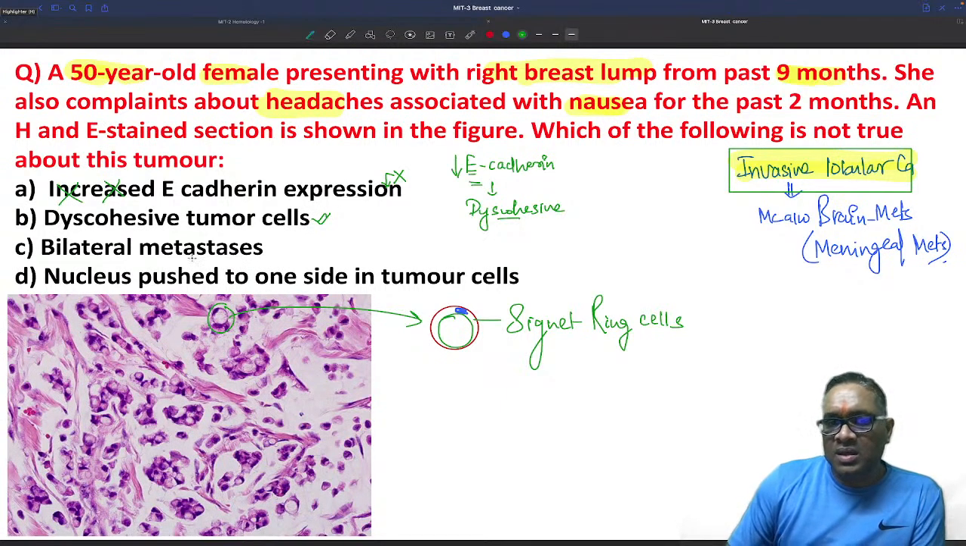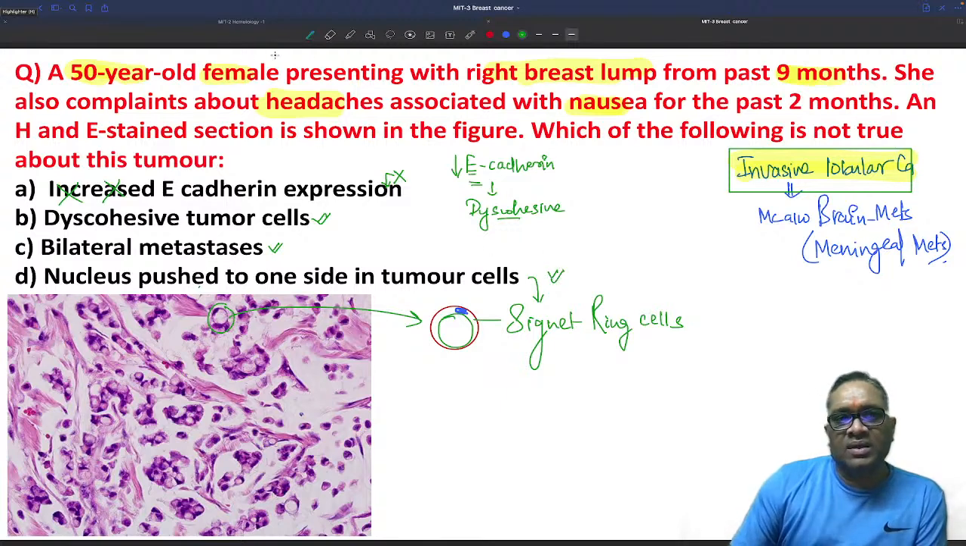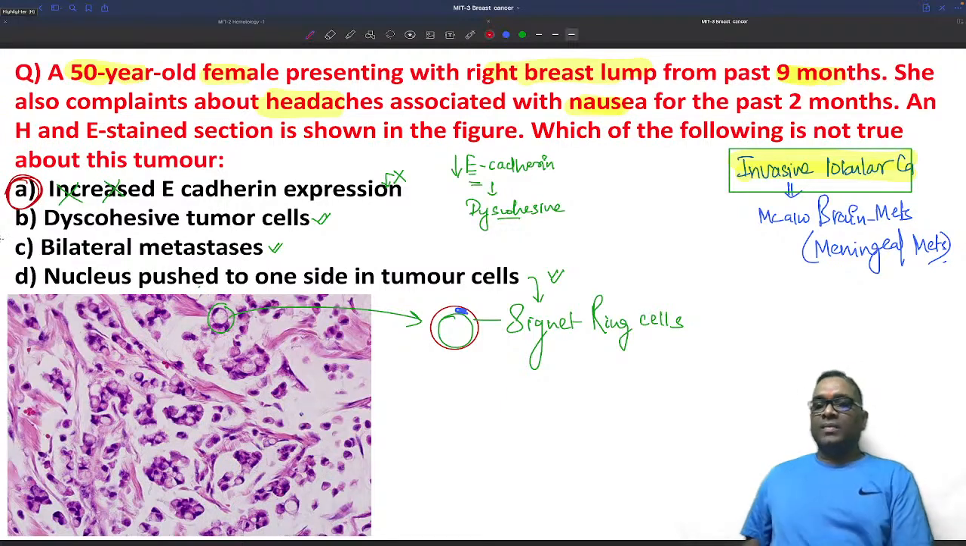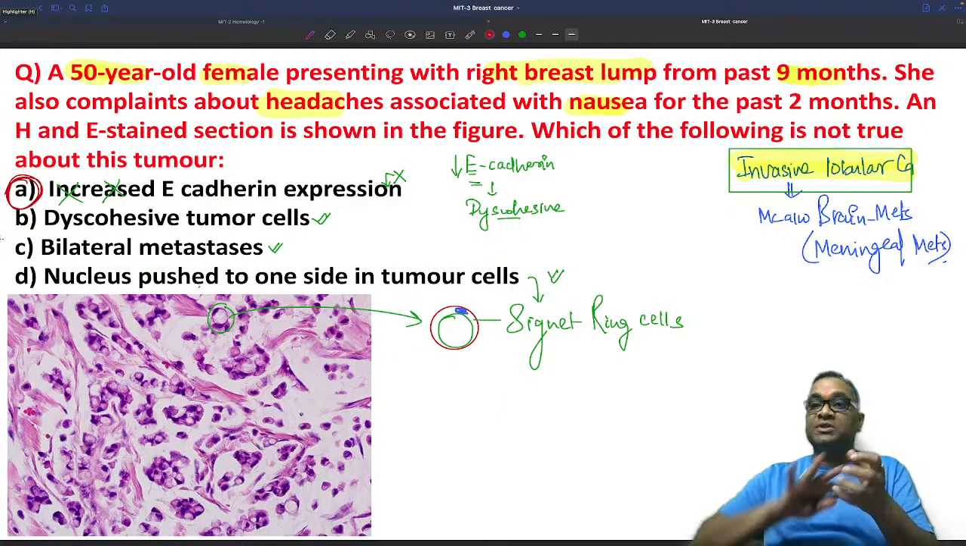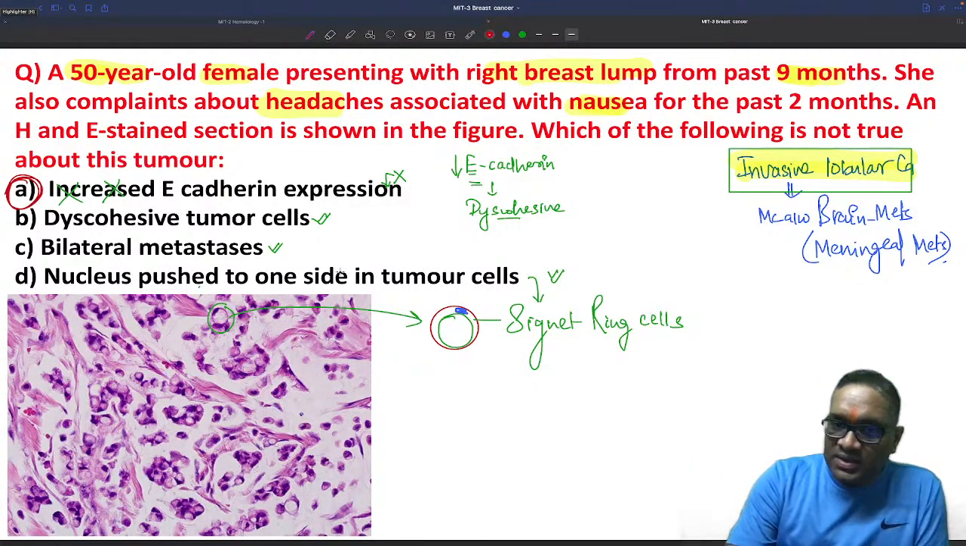Discohesive tumor cells. Bilateral metastasis is very common, right? And the nucleus is pushed to one side of the tumor cell, which is suggestive of a signet ring cell. So this is also right. So what is the correct answer? A is the correct answer. In invasive lobular carcinoma, E-cadherin expression is decreased, the tumor cells are discohesive, and they have a big mucin vacuole pushing the nucleus to one side. That is why there is a signet ring cell.